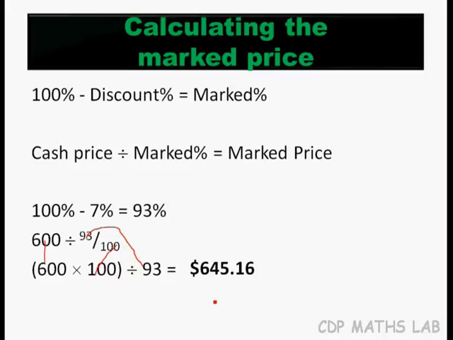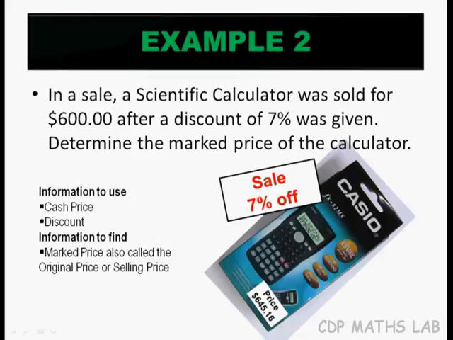Now note, if you don't believe me, find 7% of this, then subtract that discount amount and see if you get back the $600. That's a way you can proof check your answer. Now guess what? Here is the price. $645 and 16 cents. Good? So you see the price tag on it now?